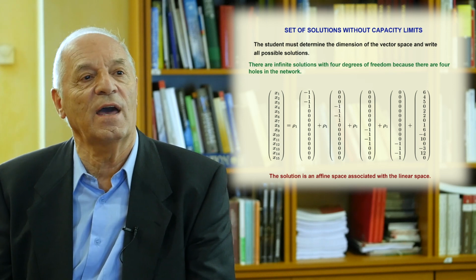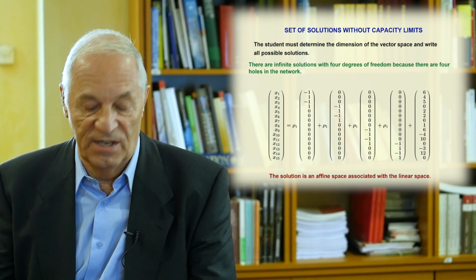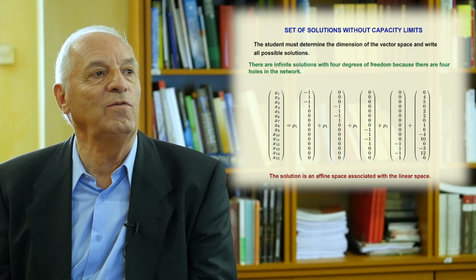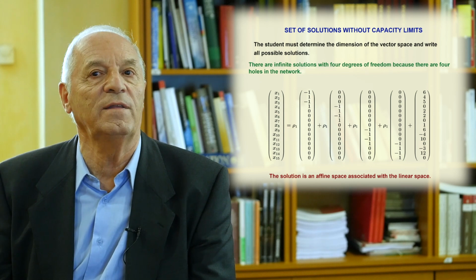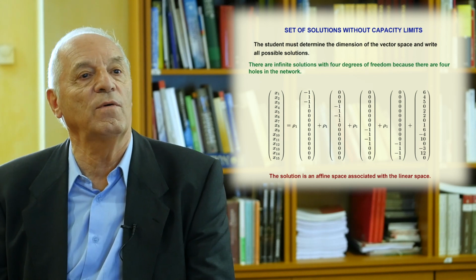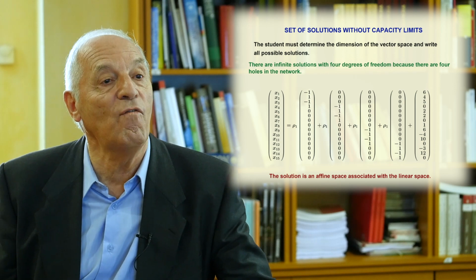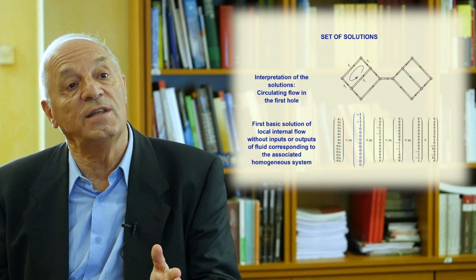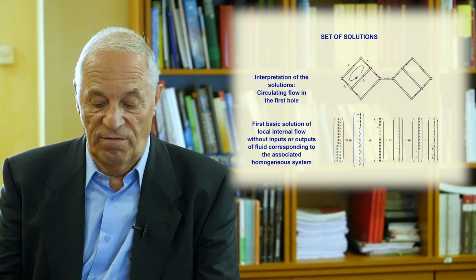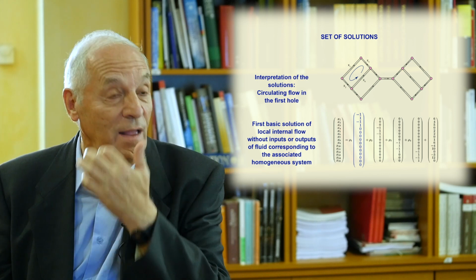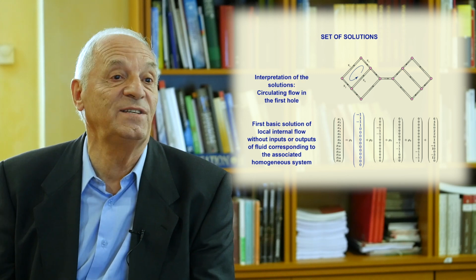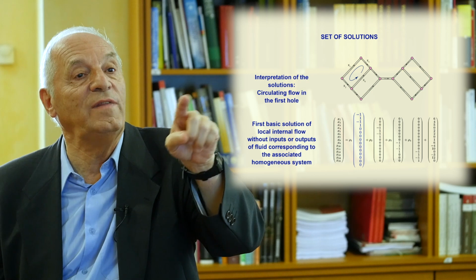In this case, I have demonstrated a theorem that says that the dimension of the linear subspace is equal to the number of holes in the water supply network. In this case, we have a network that has only 4 holes. So 4 is the dimension of the linear subspace, and then I need to define a basis that is 4 vectors. And the interesting thing is that I can identify immediately the basis, or the basic vectors, which are associated to the different holes.